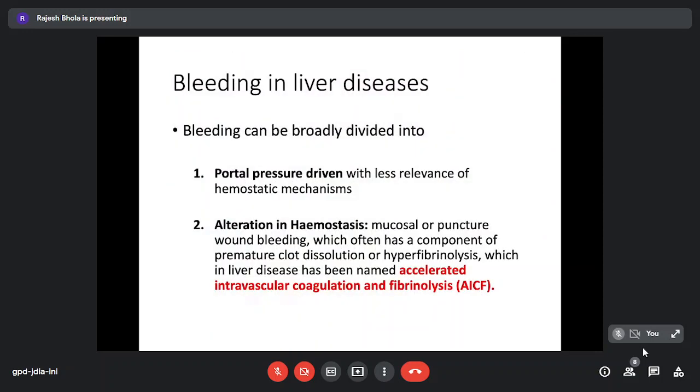So bleeding in liver disease can be broadly divided into two categories. One is portal pressure driven, number two, alteration in hemostasis. In alteration in hemostasis, mucosal or puncture wound bleeding will be more common, whereas in portal pressure driven, variceal bleeding is more common. And what happens in alteration in hemostasis, there will be a lot of premature clot formation, clot dissolution or hyperfibrinolysis, and that is known as AICF. So what is AICF? Accelerated intravascular coagulation and fibrinolysis.